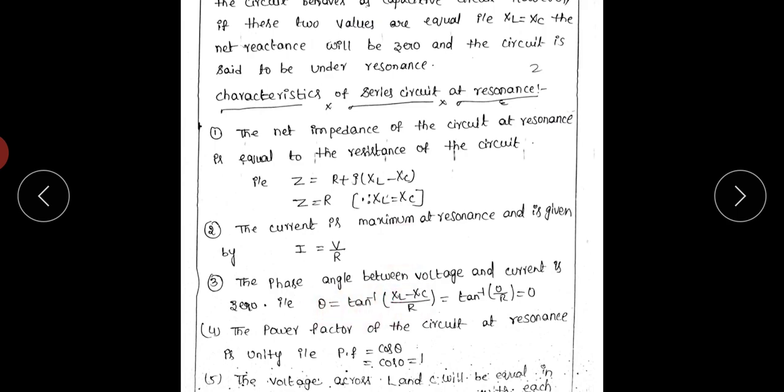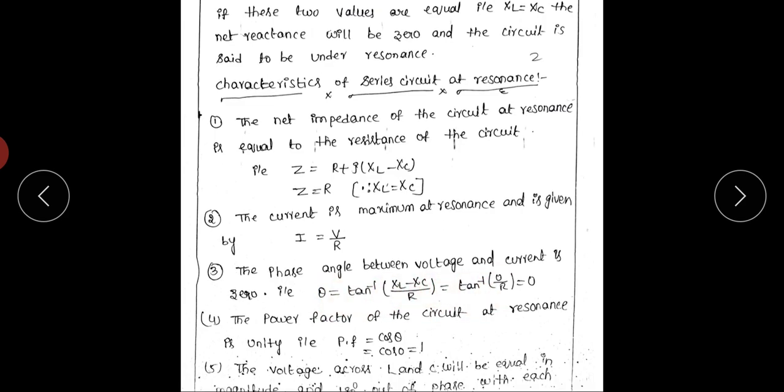Phase angle theta is generally tan inverse of reactance by resistance, X by R. Here X equals XL minus XC, so theta equals tan inverse of (XL minus XC) by R. At resonance condition the net reactance, that means XL minus XC, equals 0, so theta equals 0. Power factor: we know that cosine of phase angle is called power factor. Here theta is 0, so power factor equals cos 0 equals 1.